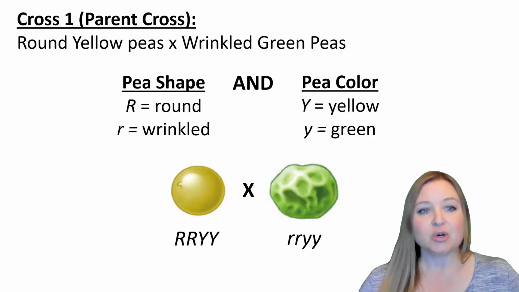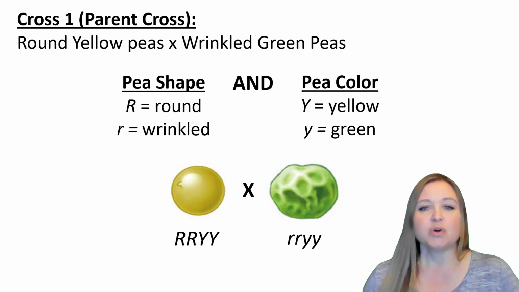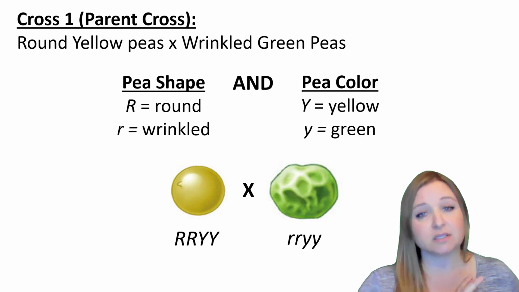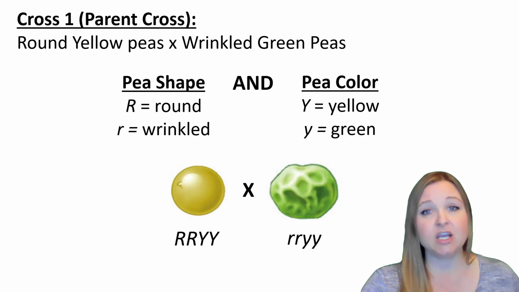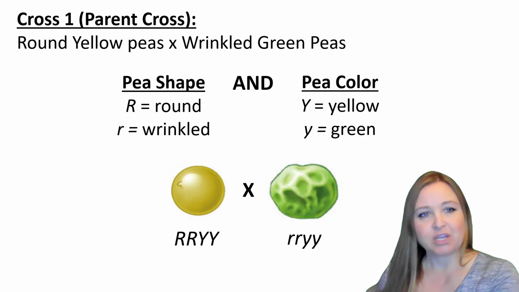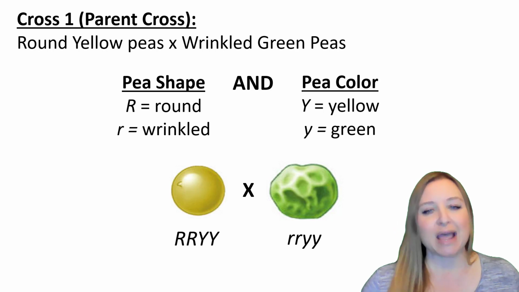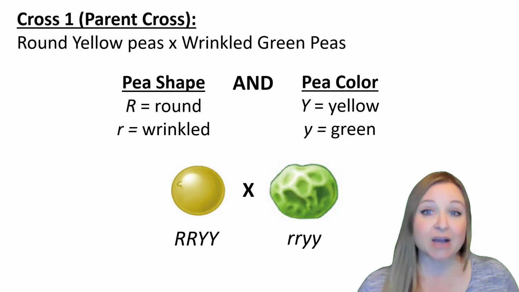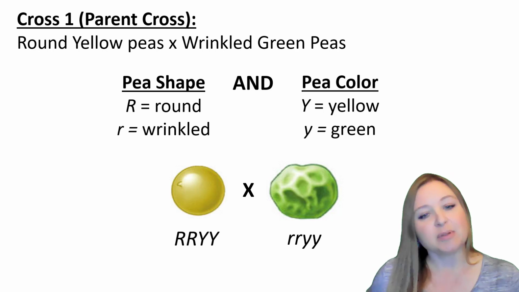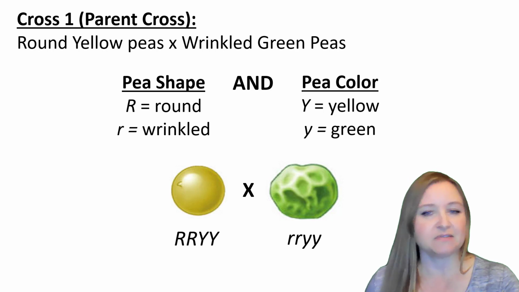So we are going to do a cross, and this is the parent cross or the pea cross. We're going to cross plants that have both dominant phenotypes with plants that have both of the recessive phenotypes. So we're going to cross plants that have round yellow peas, because round and yellow are the dominant phenotypes, with a plant that has wrinkled green peas, because that's the recessive phenotype.